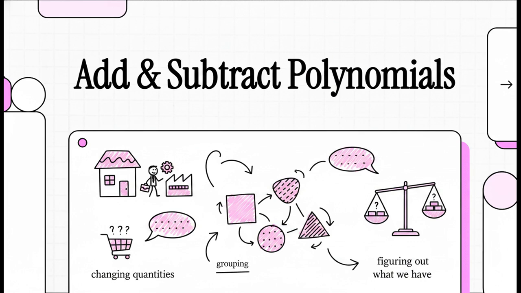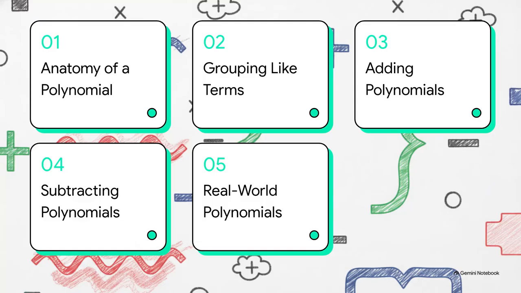Okay, let's dive into this. Here is a quick look at our roadmap for today's explainer. 1. Anatomy of a polynomial. 2. Grouping like terms. 3. Adding polynomials. 4. Subtracting polynomials. And finally, 5. Real-world polynomials.